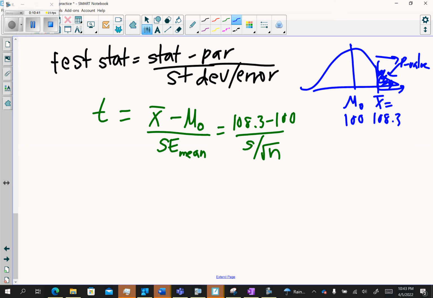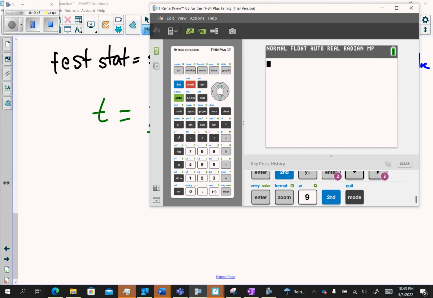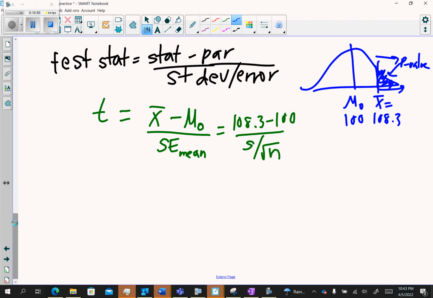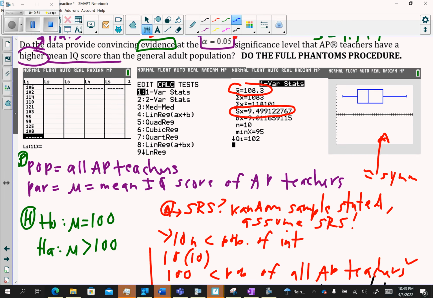All right. So we have to still put in our s, which is our sample standard deviation. And we got, I see, is it still up here? No, of course not. All right. It is 9.499.